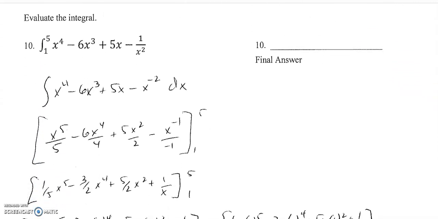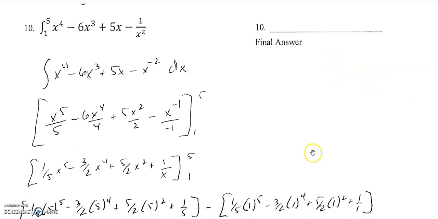And the next example, notice we have a definite integral. That means we have bounds. So it's the integral from 1 to 5 of x to the 4 minus 6x cubed plus 5x minus 1 over x squared. So we're going to take the integral, then we'll substitute the numbers in, and then I'll show you how to check that in the calculator.